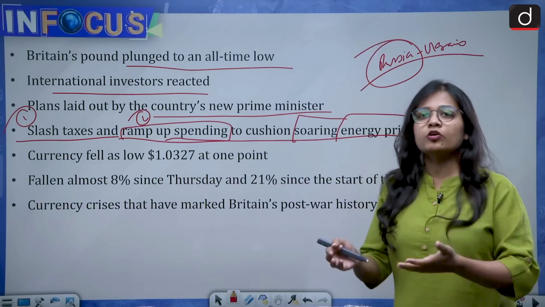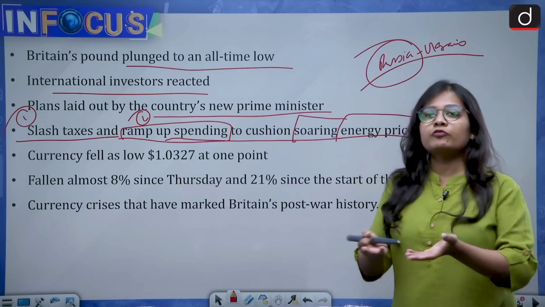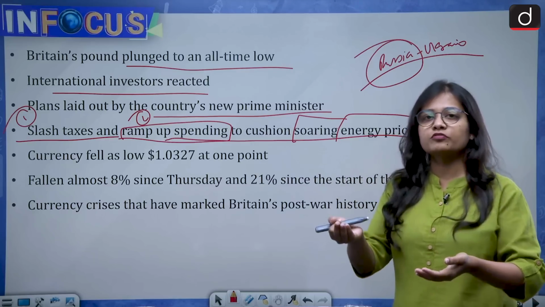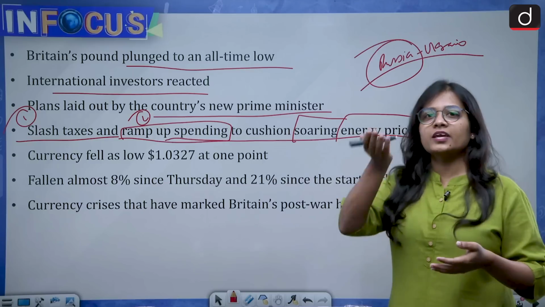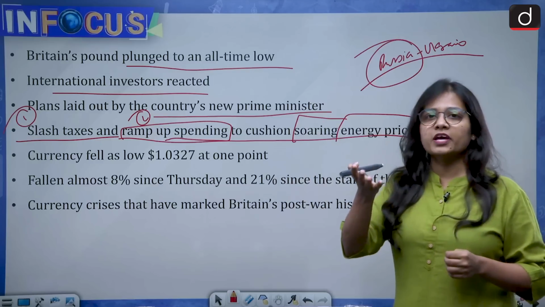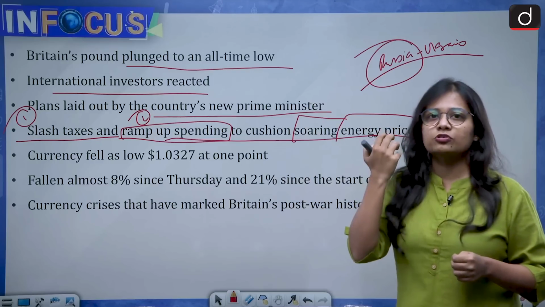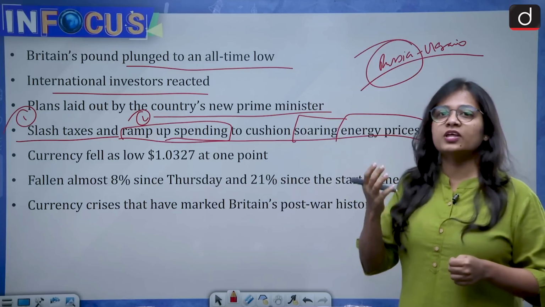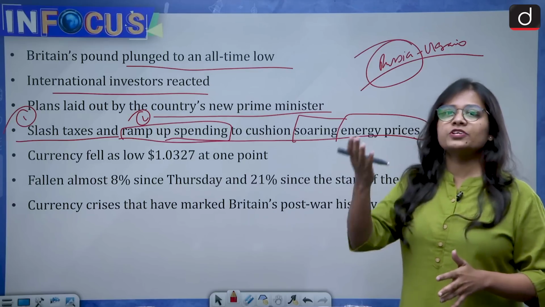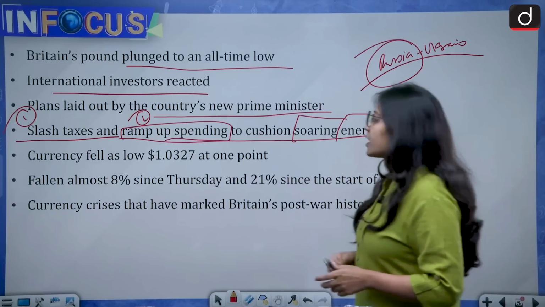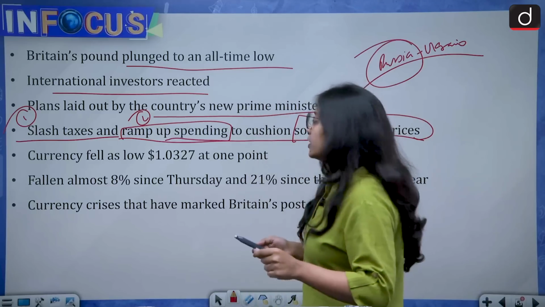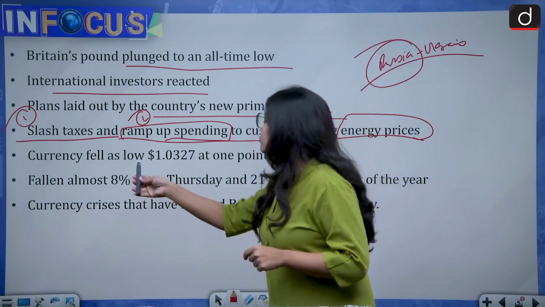So what is happening? They are not importing from Russia, so they have to import from somewhere else, and when Russia is not exporting, the prices of oil and natural gas are rising. So the European Union is also paying a lot for the import of oil and natural gas, because of which their currency is depreciating while the dollar is appreciating, and the currency has fallen. Currency here means the pound.